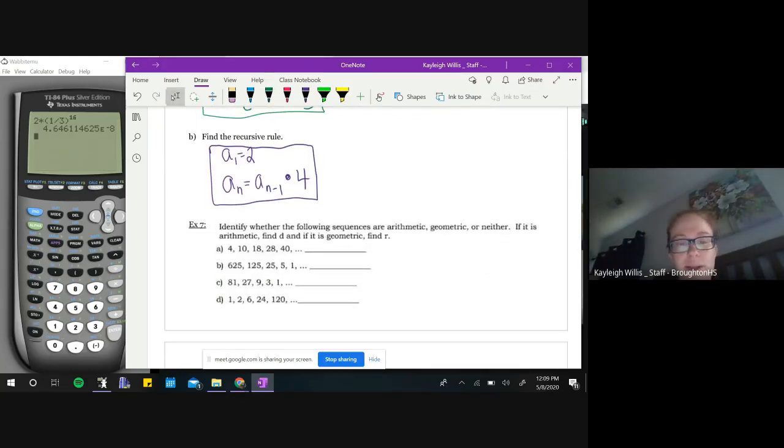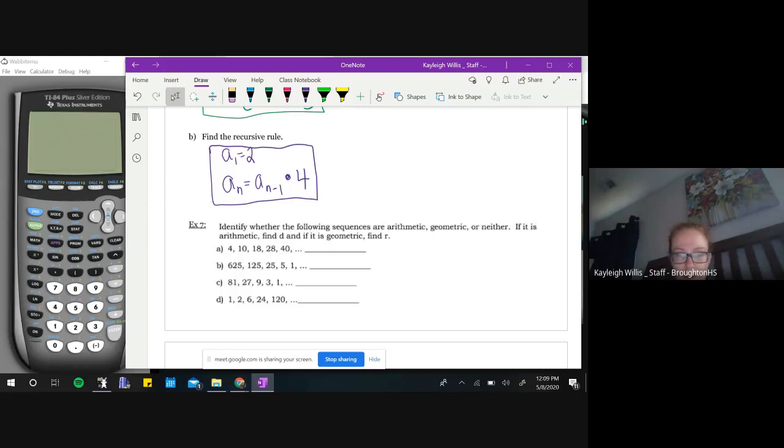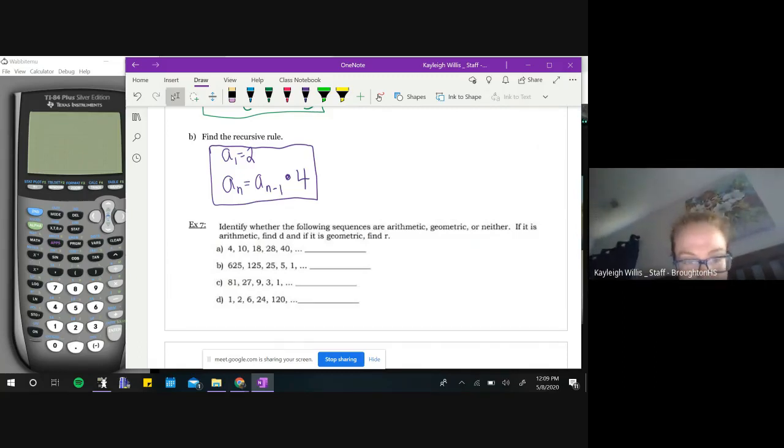All right, last one on my page. Identify whether the following sequence are arithmetic, geometric, or neither. If it's arithmetic, find the common difference. If it's geometric, find the common ratio. So I always check arithmetic first.